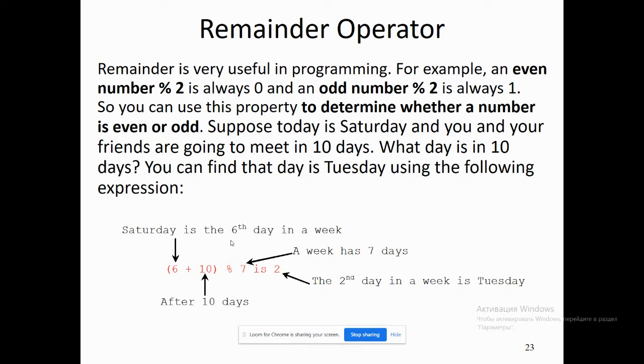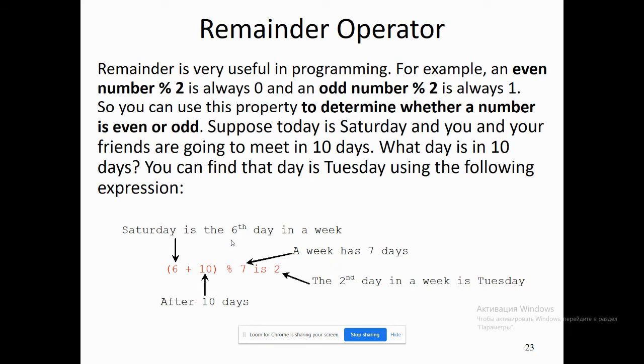These are the kinds of operators we have. Remainder is very useful in programming. For example, we can define a number as even if we divide it by 2 and the remainder is 0. If we divide some number by 2 and the remainder is 1, it means that number is odd. So you can use this property to determine whether a number is even or odd.